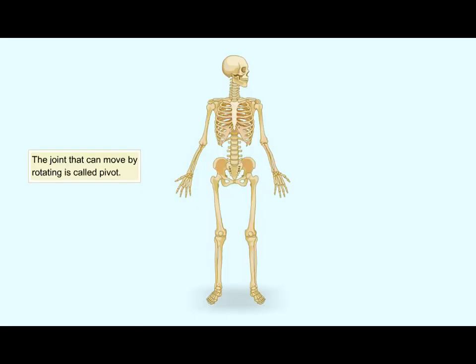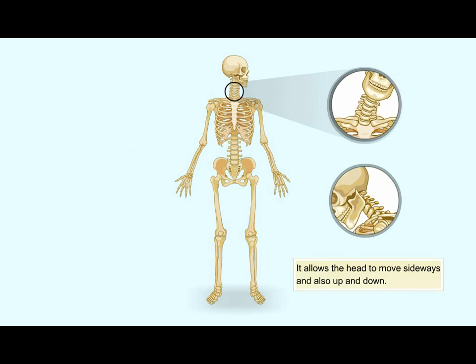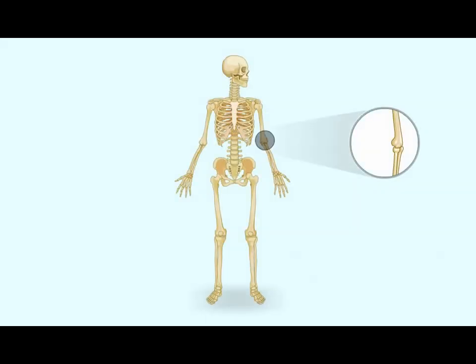The joint that can move by rotating is called pivot. In the human body, the pivot joint is found between the head and the backbone. It allows the head to move sideways and also up and down. The joint below the elbow is also an example of a pivot joint. This joint helps the forearm move in a semicircular way.